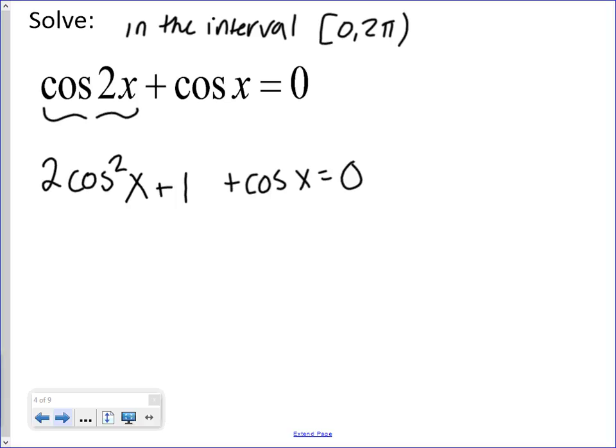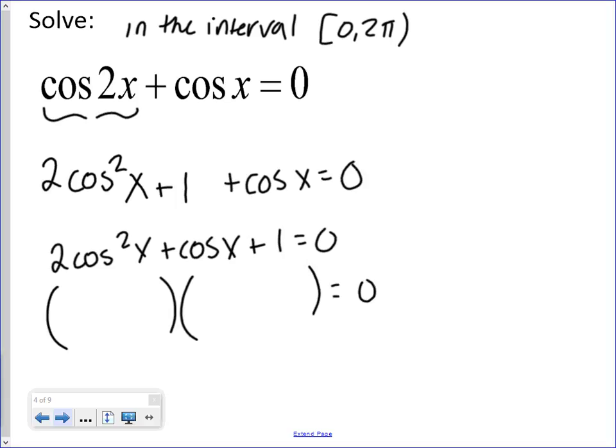But think about what Emily did right there. She rewrote it so that we still have all cosines, but now we have a cosine and a cosine squared, which immediately you start thinking about factoring. I would rearrange my terms here so that I have 2 cosine squared x plus cosine x plus 1, and then factor that trinomial. So after Emily's step of replacing cosine 2x, the double angle, with the formula that will be most helpful, this is now back to 5-3.